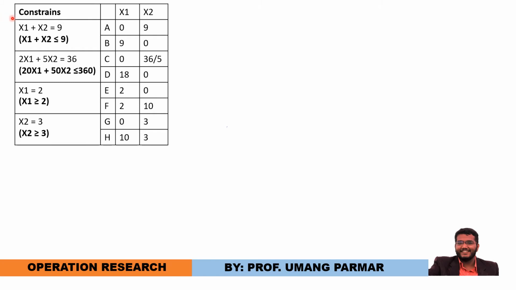So now here you can see that we are having the constraint that is x1 plus x2 that is equal to 9. The original constraint is less than or equal to 9. Same way our second, third and fourth constraint is written here. Whatever the points we have found, that is A point, B point, C, D up to H, we have just given the name from A to H and the coordinates are written here.